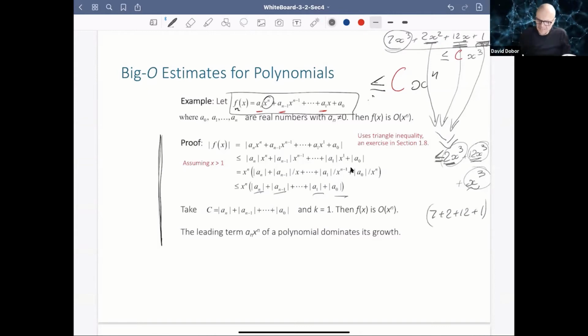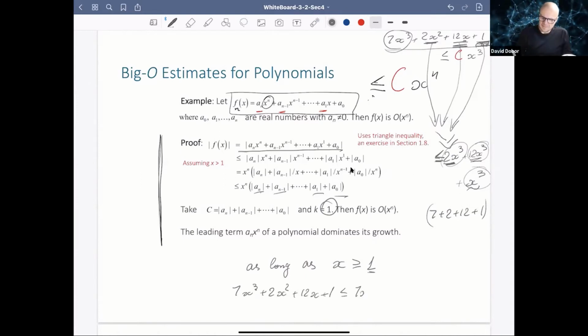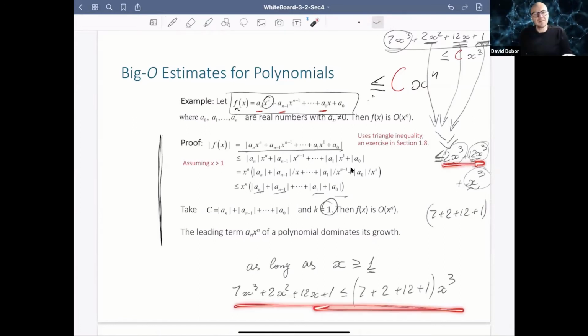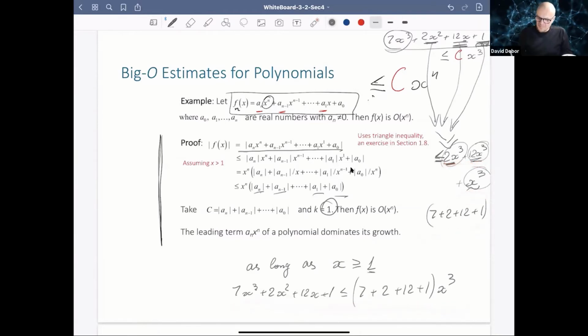So what we're claiming is that as long as x is greater than or equal to 1, and that's my k, then your polynomial, 7x cubed plus 2x squared plus 12x plus 1, just in general, is less than or equal to (7 plus 2 plus 12 plus 1) x cubed. Let me write it in one step here. If it's not clear, just stop me. Does this make sense given this? Now that sum is just the sum of all these coefficients. That's what it's saying.